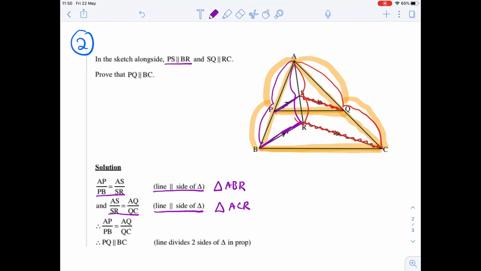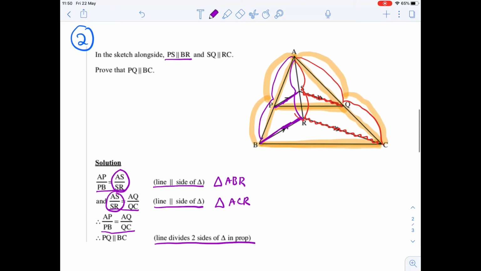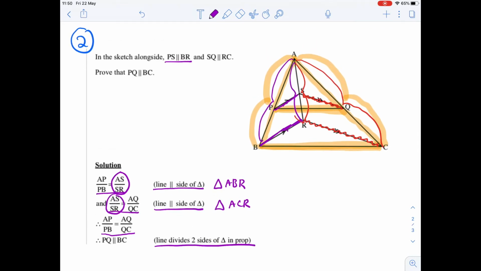So we're working in two different triangles. But because AS over SR, if I can call it a common side, is there, it follows on logically that AP over PB is equal to AQ over QC. Therefore, PQ must be parallel to BC. Why? Because of my reason of the converse, which is line divides two sides of a triangle in proportion. Okay, so there you have it. Using theorem one, but then using the converse as well, you've got your two new reasons.